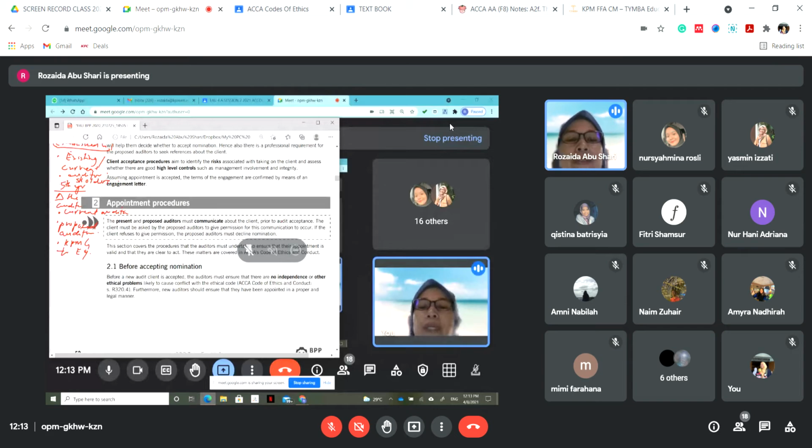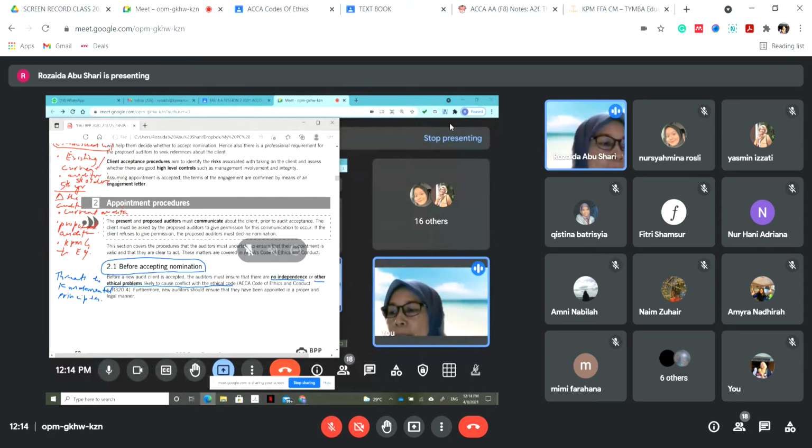Okay, now we look at the procedures before accepting nomination. When you are approached by the client to become the auditor, or you are nominated by the client to become the auditor, before a new client is accepted, the auditor must ensure that there are no independence or other ethical problems likely to cause conflict with the code of ethics. That means there are no threats to the fundamental principles, and also no other ethical problems.